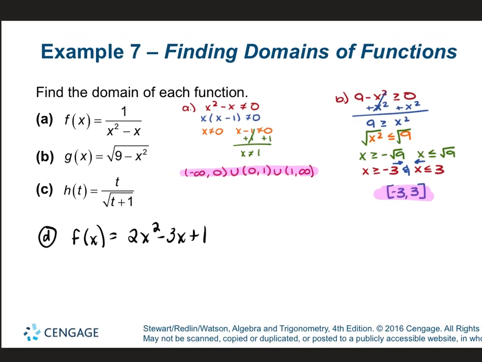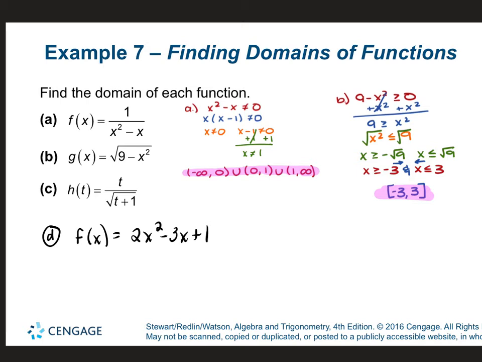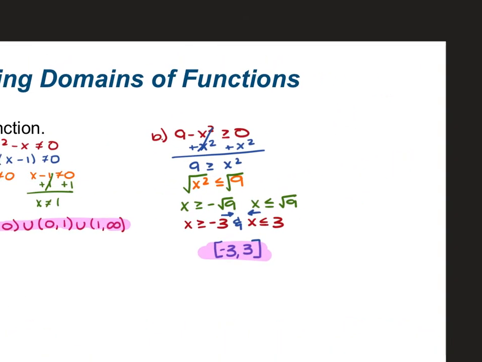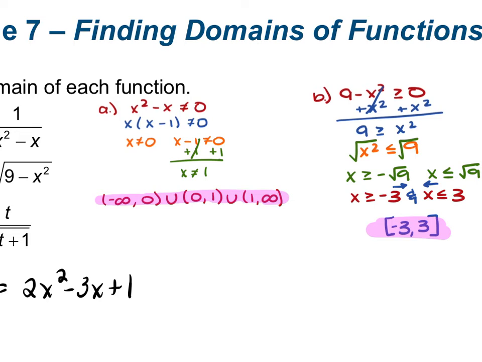For example C, we have h of t equals t over the square root of t plus 1. We have a radical in the denominator that has our variable. So we're going to set that expression underneath the radical greater than 0. So t plus 1 is going to be greater than 0. We're going to solve for t here. We're going to subtract the 1 from each side. So t is greater than -1.